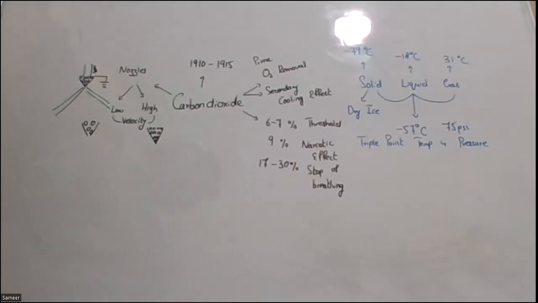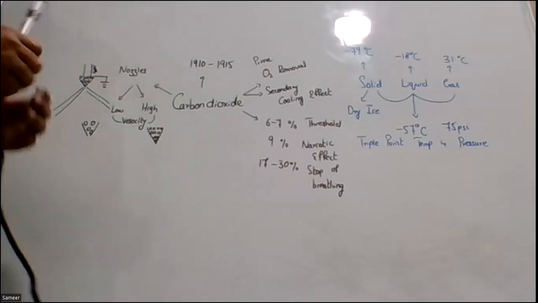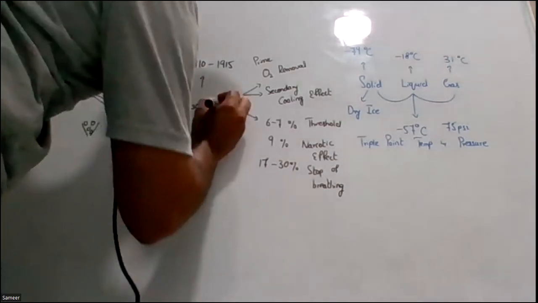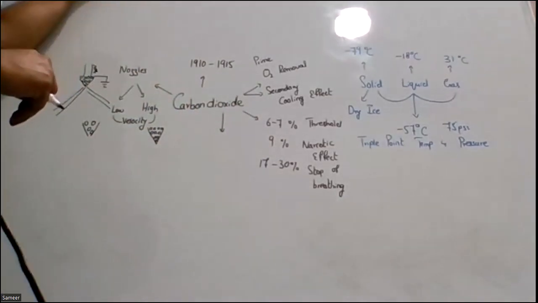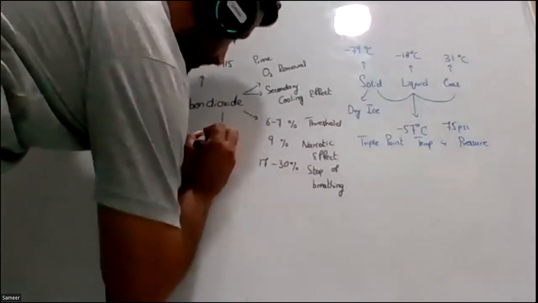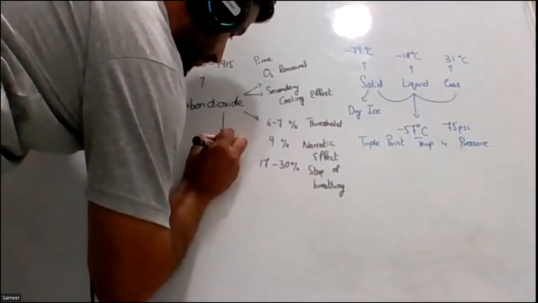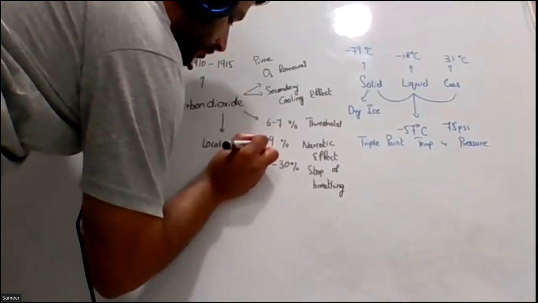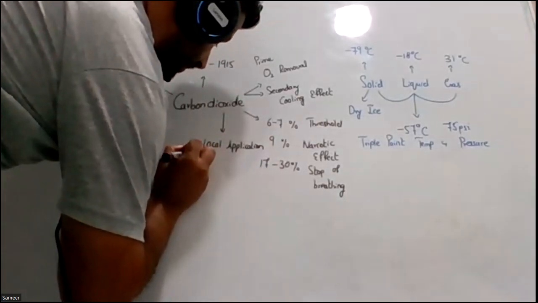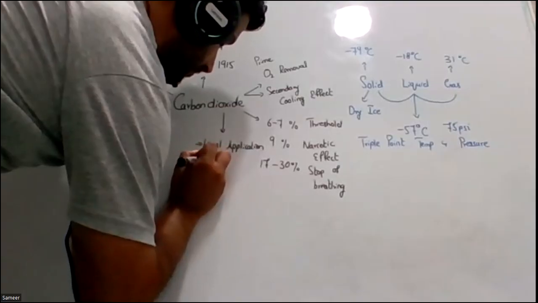So what are the methods of application that we can use for carbon dioxide? Carbon dioxide can be applied by two methods. One type of method for application is known as a local application system, and the second type is a total flooding system.